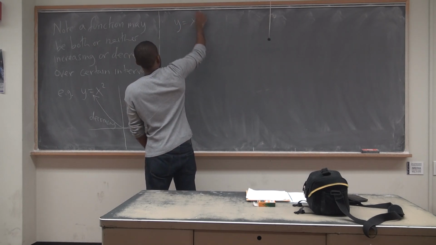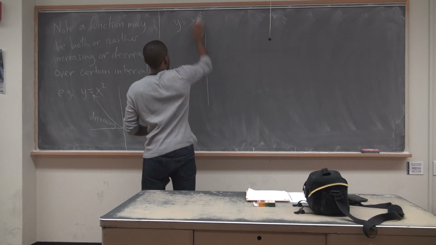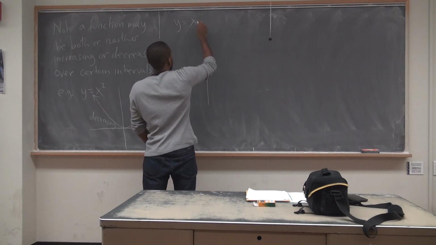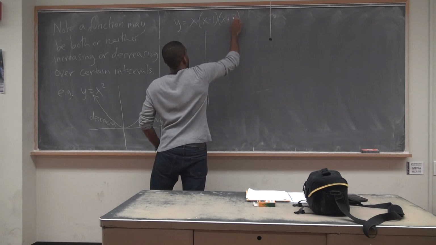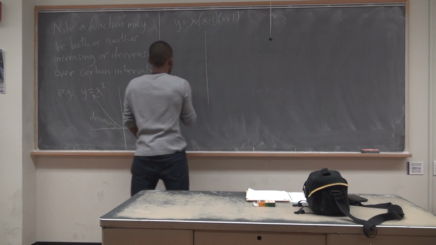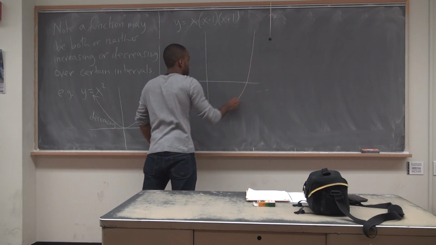For example, y equals x cubed is another. Let's make it more interesting. Let's say x times x minus 1 times x plus 1 is going to be a cubic function. That guy is going to look like this.